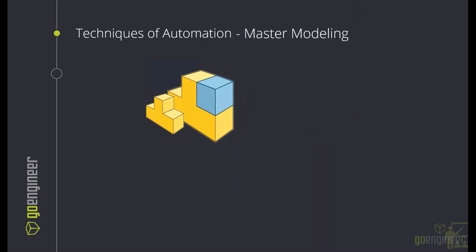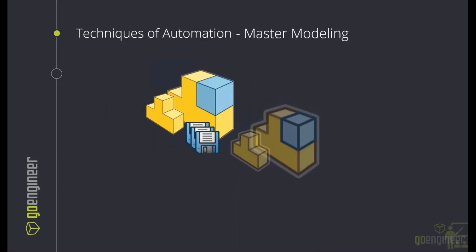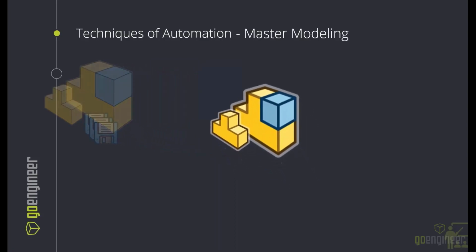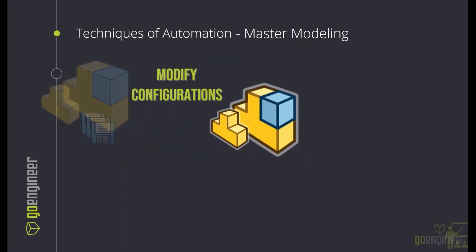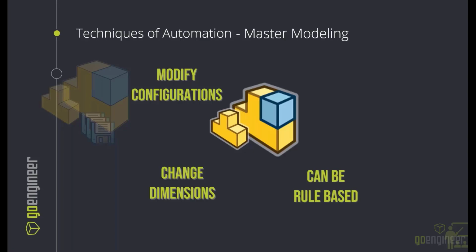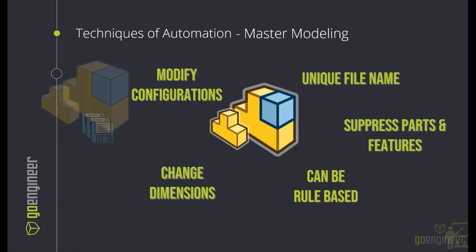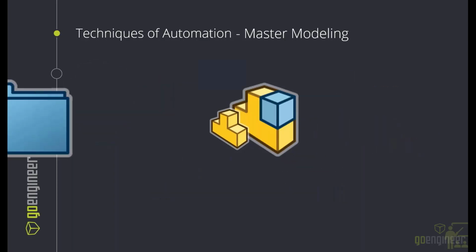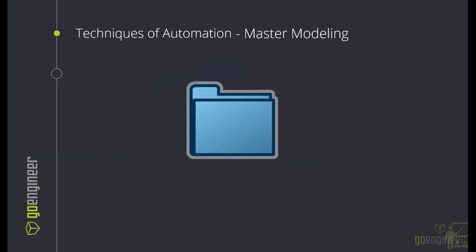And then we have master modeling, which allows us to basically save this file out as a copy. And now that we have this copy, we can modify its configurations and change dimensions without changing the master itself. These can be rule-based as well, meaning that we can have master models that still have the same rule-based design technique inside of it. We can suppress parts and we can suppress features, and oftentimes we'll save it as a unique file name, package all that up and save it in a default folder.